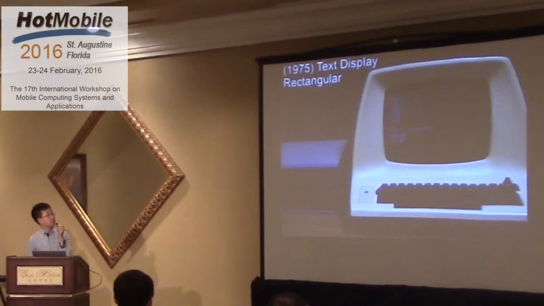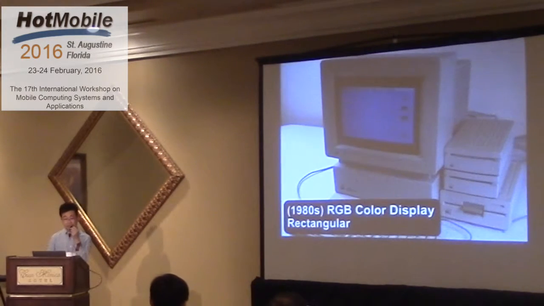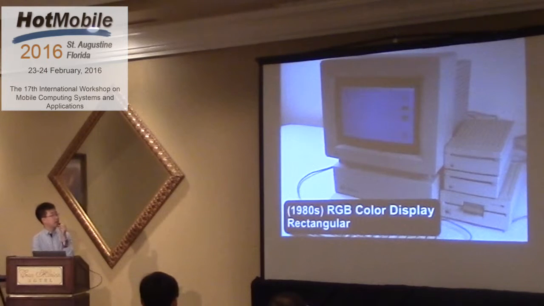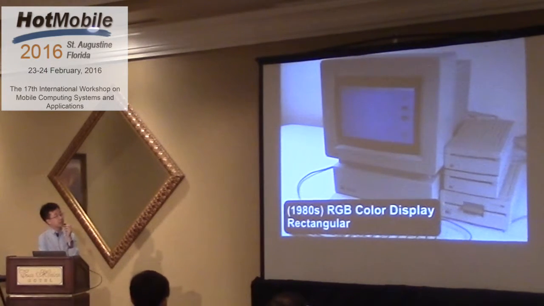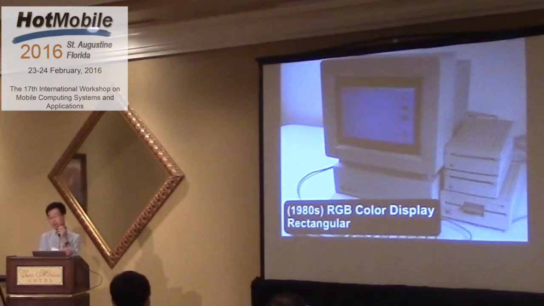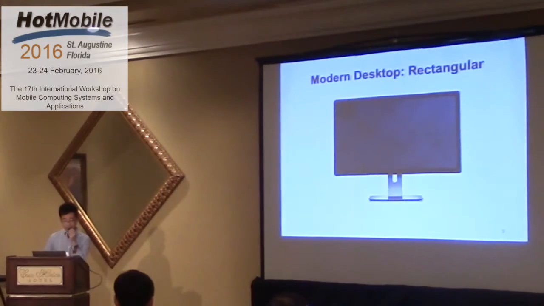Computer displays have been mostly rectangular since 1975. The monochrome display is rectangular. Years later, we have the RGB color display. In this picture, it's the Apple II, and we can see that it's rectangular. Time goes by, we have high-resolution desktop displays, and they are also rectangular.